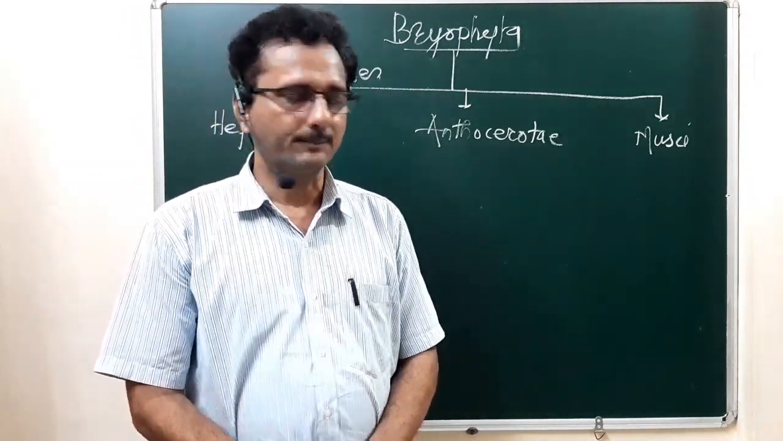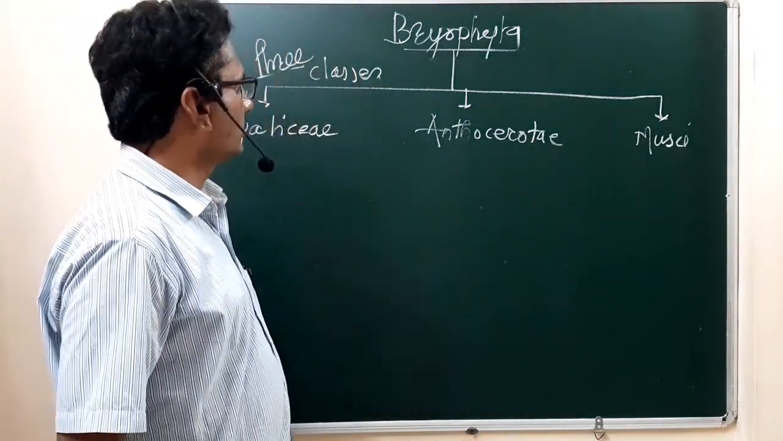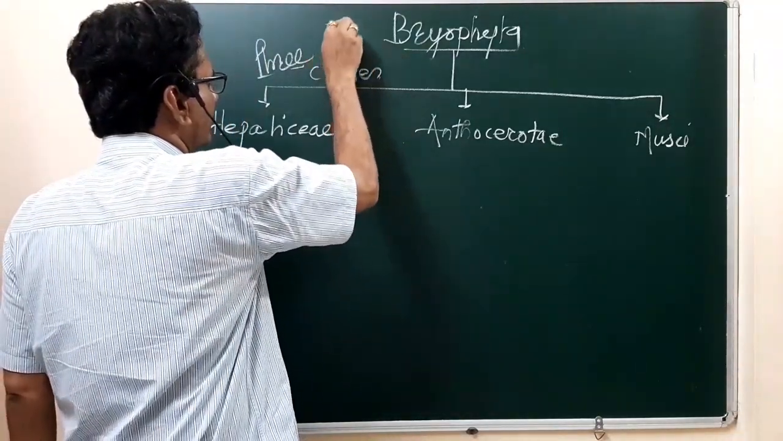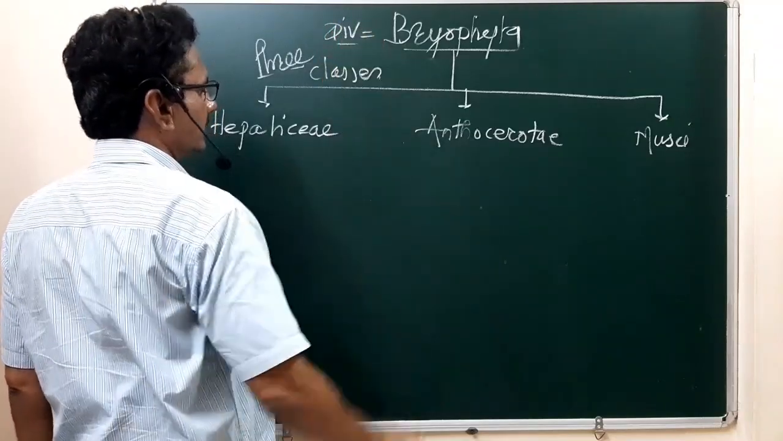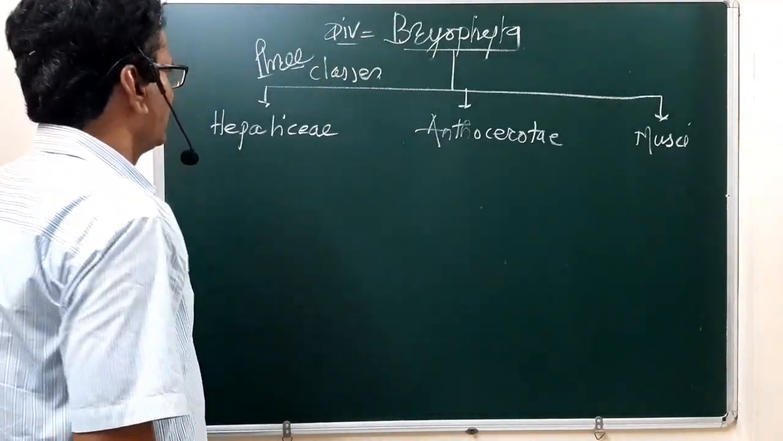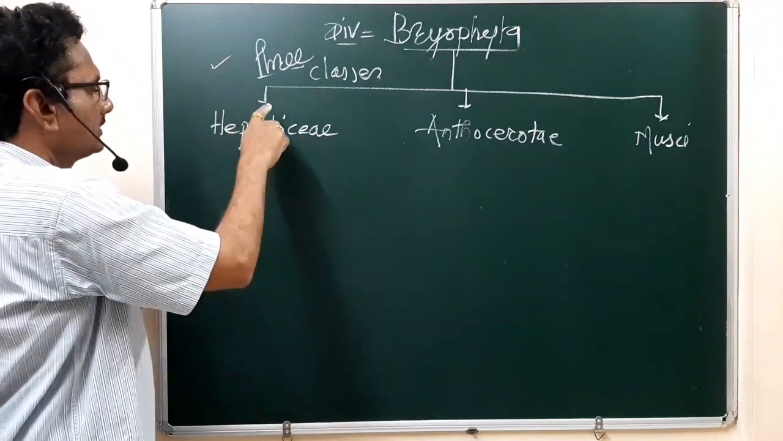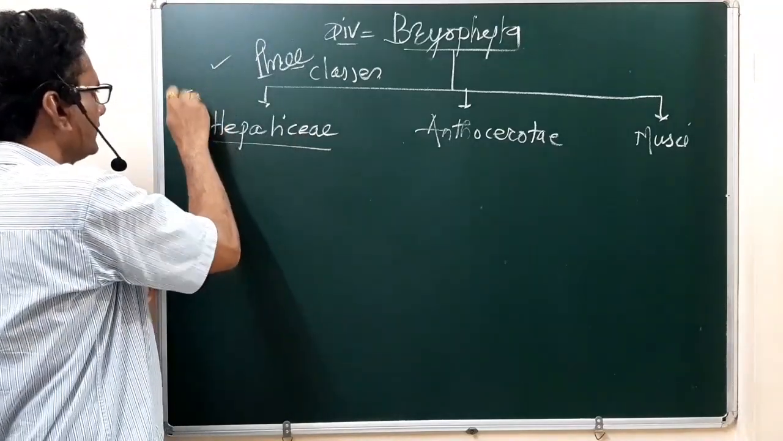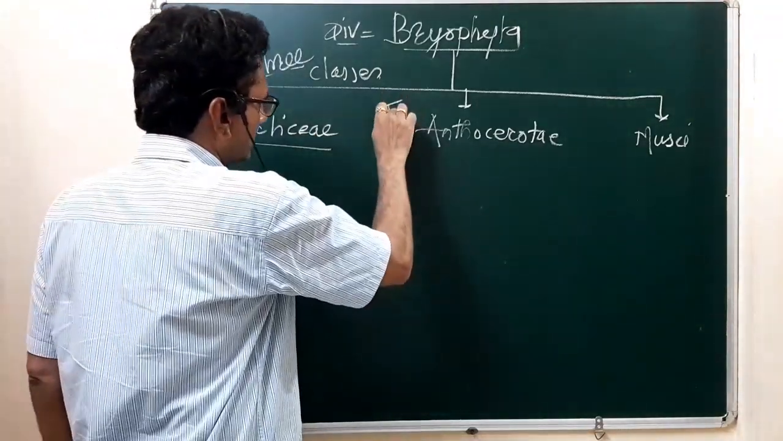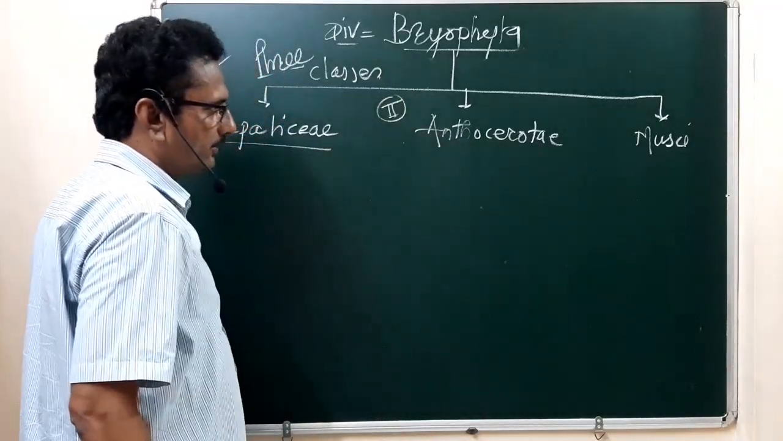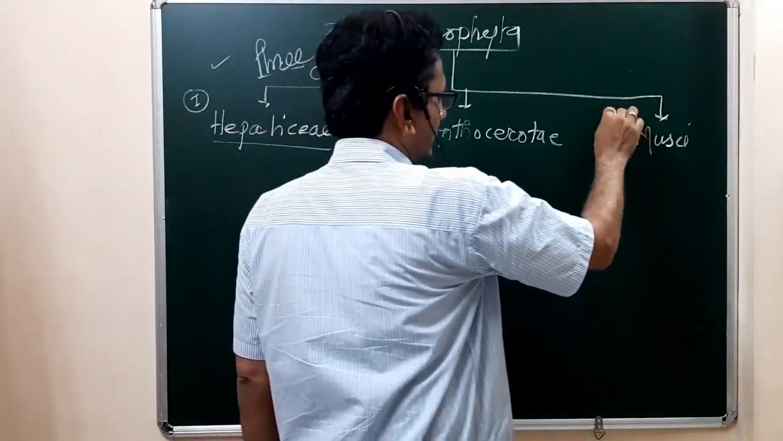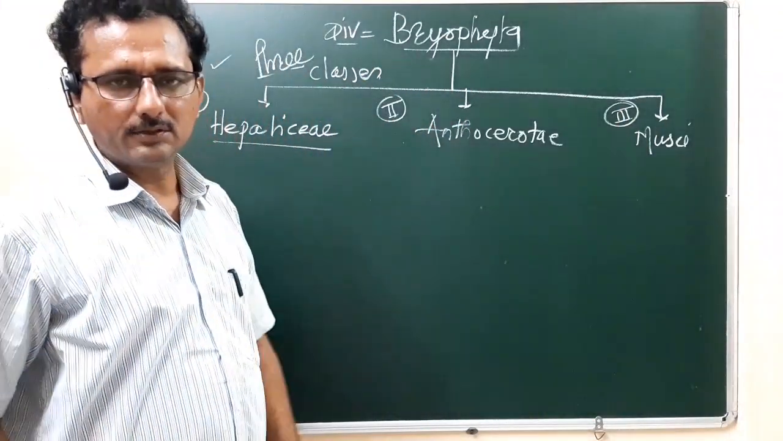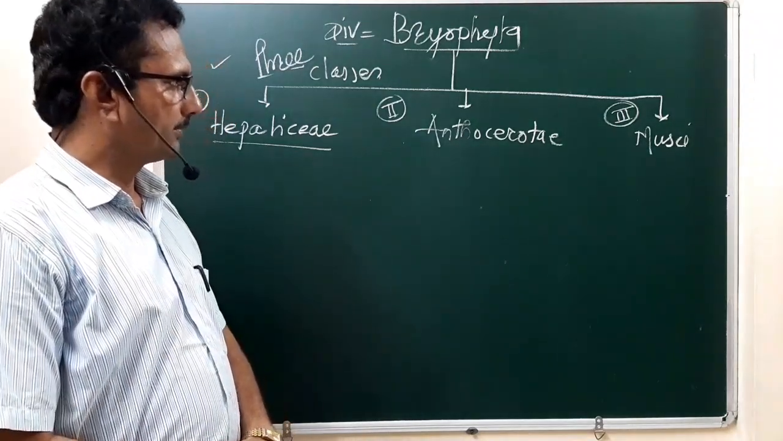In this lecture we will see the classification of the plant group Bryophyta. The division Bryophyta is divided into three classes. What are those? The first class is class Hepaticae. Then the second class is class Anthocerotae. And the third class is class Musci. So these are the three main classes.